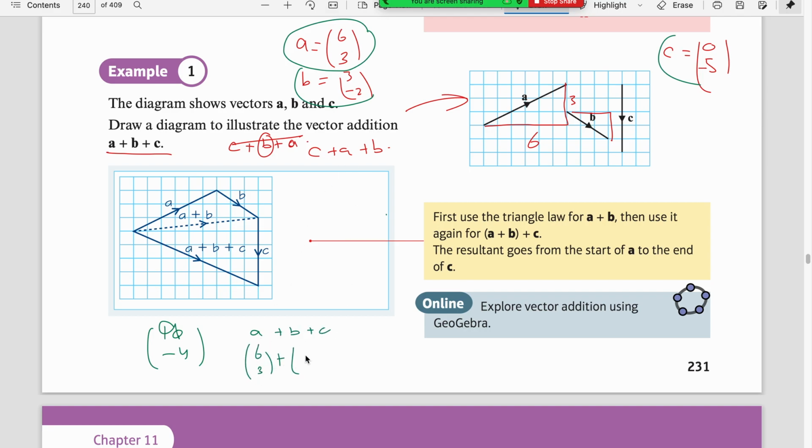6, 3 plus 3, minus 2 plus 0, minus 5. So if we add these, 6 plus 3 is 9. 3 minus 2 is 1. 1 minus 5 is minus 4. So this is 9, minus 4. So you start from anywhere, move 9 units to the right, 1, 2, 3, 4, 5, 6, 7, 8, 9, and 4 units downwards, 1, 2, 3, 4. So this is your resultant, which is A plus B plus C.